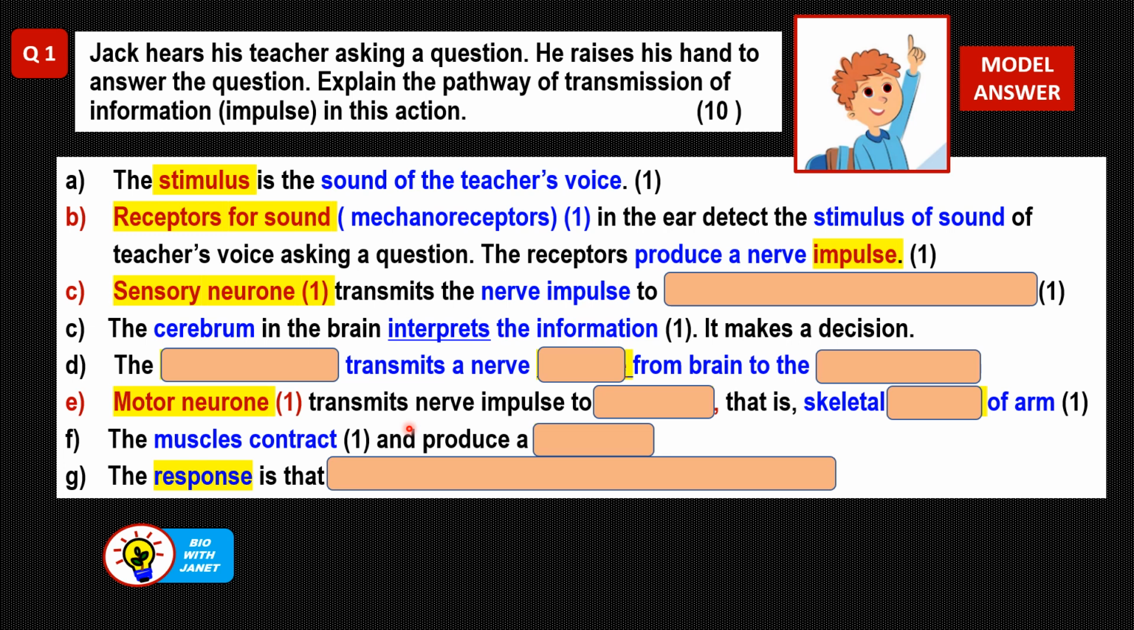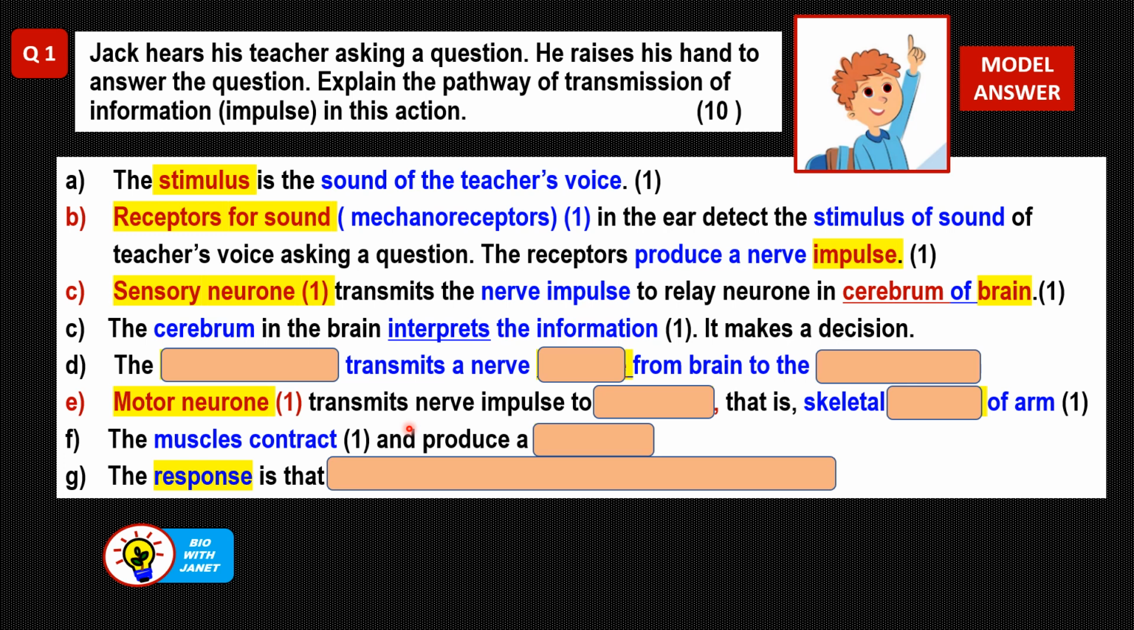Now, what is the neuron that transmits the nerve impulse? Sensory neuron transmits the nerve impulse to where? To what other neuron? Yes, the relay neuron. And where is it found? The control center is the cerebrum of the brain. So sensory neuron transmits nerve impulse to relay neuron in cerebrum of brain. In fact, there are many relay neurons that carry this impulse from one to the next, until it reaches the cerebrum of the brain, then the brain will interpret the information.